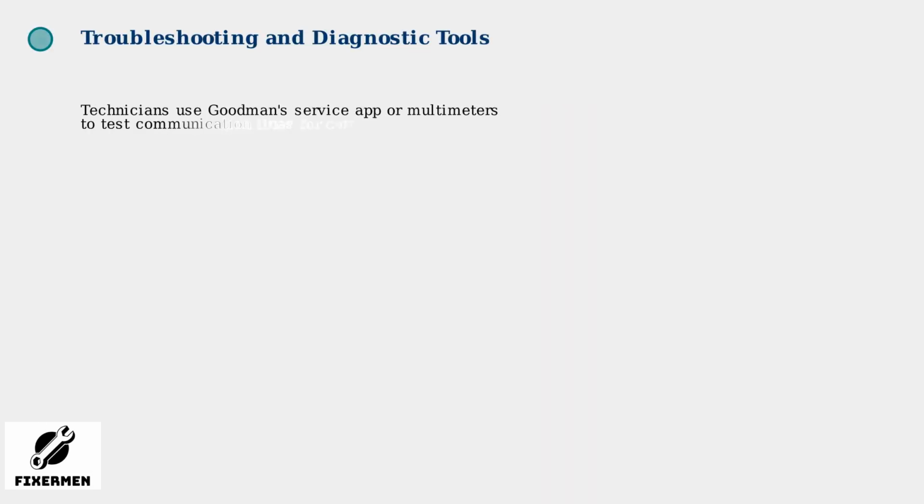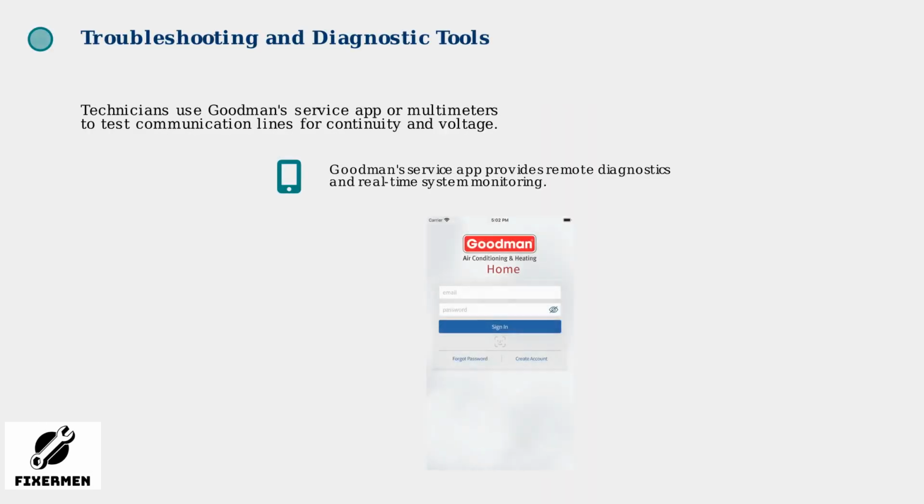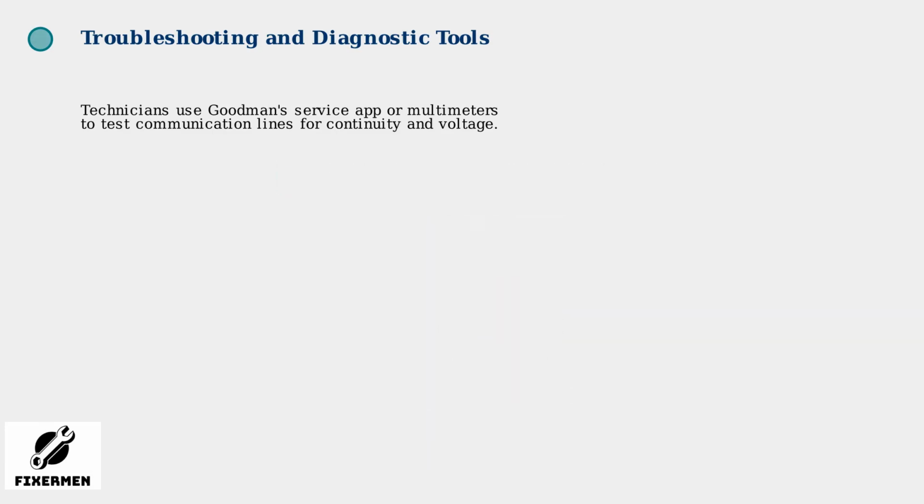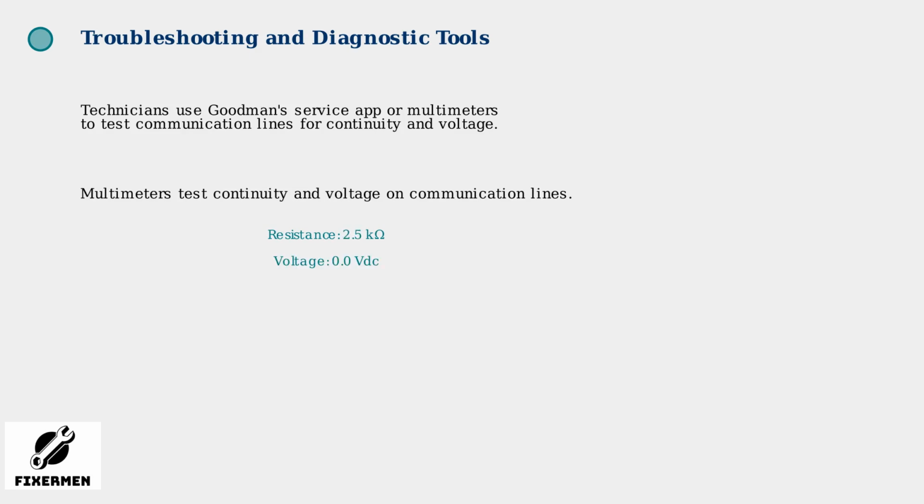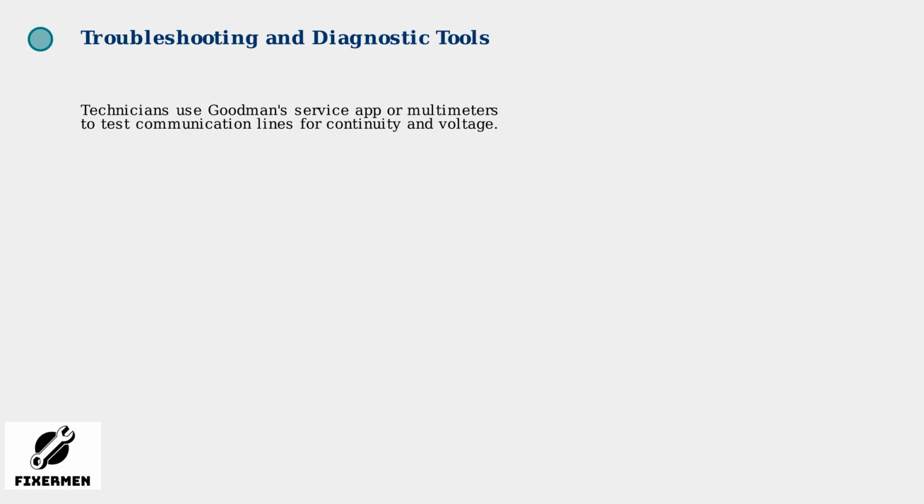Technicians diagnose Goodman GSXC18 communication faults using specialized tools. The Goodman Service app offers remote access for diagnostics and monitoring. Multimeters measure electrical properties. For continuity, technicians check resistance. A low reading indicates a good connection.